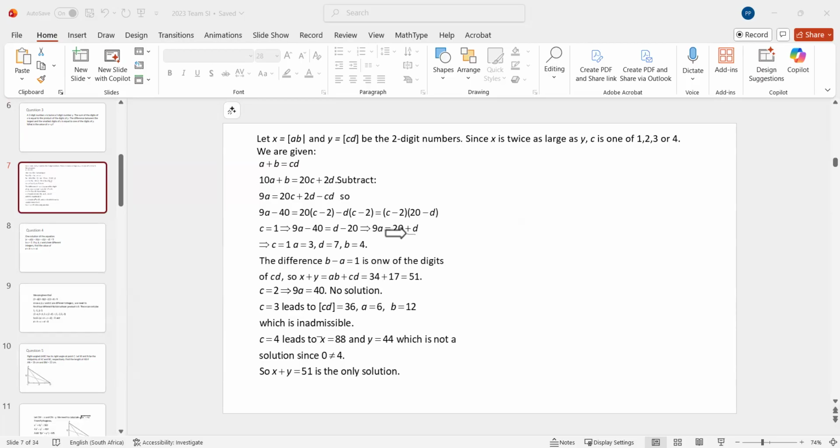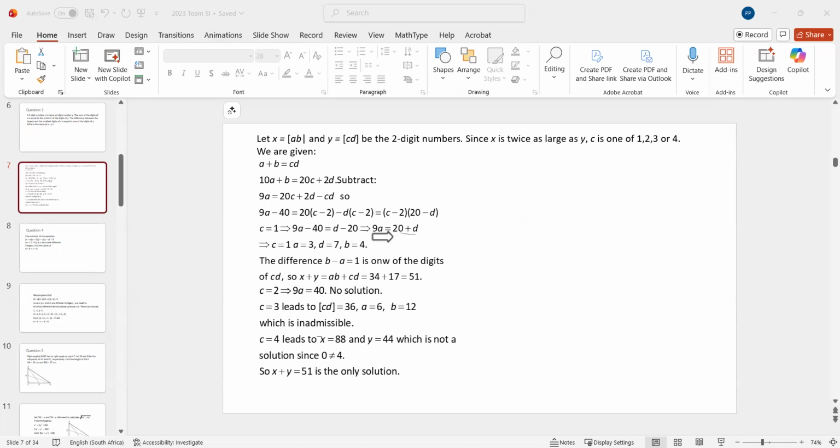They are digits. So if you read this, it means you've got a multiple of 9 here, which is equal to 20 plus a digit. So the only multiple of 9 which is 20 plus a digit is 20 plus 7, 27. Right? None of the others, 21, 22, none of them is a multiple of 9. So therefore, you can conclude that d is 7.